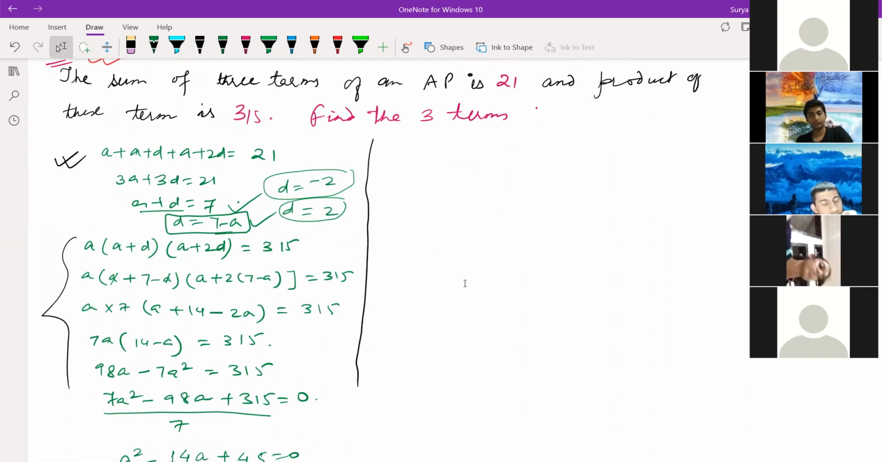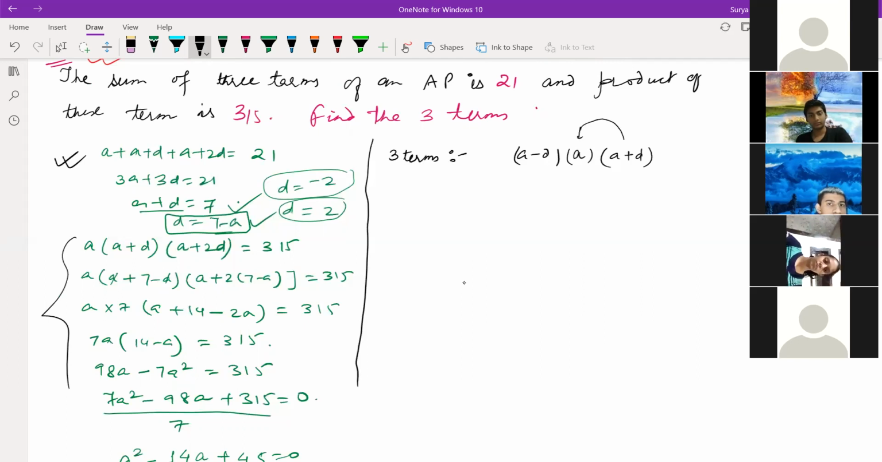I'm telling you today one different method. If 3 terms are asked, then what you do is, the middle term you take as a, the left term you take as a minus d, and the right term you take as a plus d. Means a is coming in between. You add the difference to the right-hand side and subtract the difference to the left-hand side. If 3 terms are coming, why are we doing this?